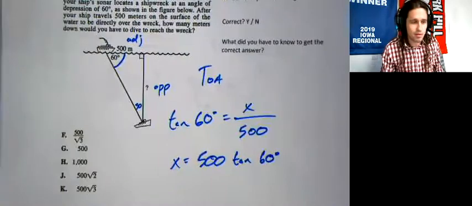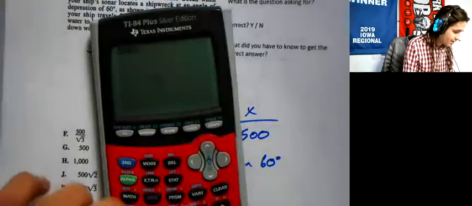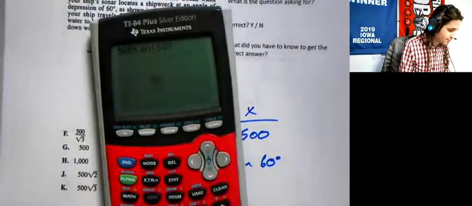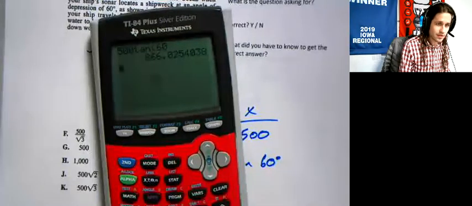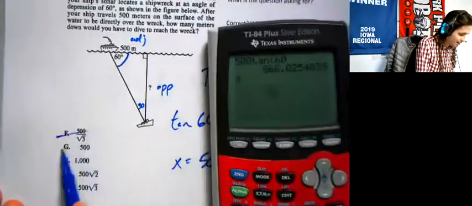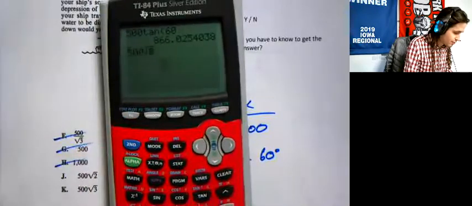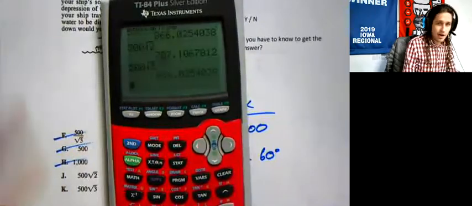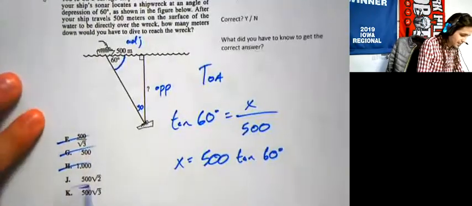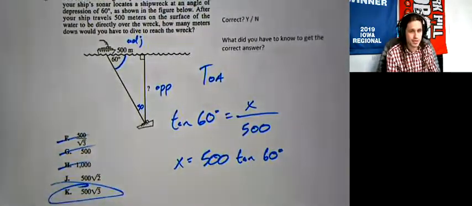Maybe you do. Maybe you remember your unit circle, but I would probably just type it in because it's quicker that way anyway. 500, tan, 60. Ooh, that doesn't look great. But I know it's not some of the answers. I know it's not F, G, or H. And then I just say, well, is it 500 radical 2? Nope. Is it 500 radical 3? Hot dang. So that's how you might solve that one quickly with limited knowledge but good calculator skill.